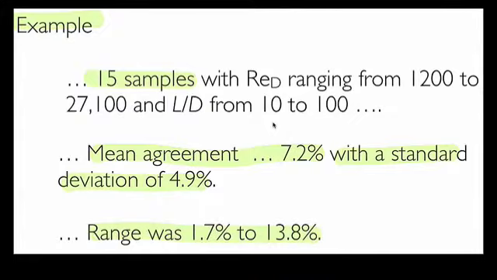I added one more tip here. Anytime you present data with a scientific method, you qualify where the data is. So you might want to say our Reynolds number range was from 1200 to 27,000, our L over D range was from 10 to 100, etc. But you don't overgeneralize the data. You just tell people exactly where your data was taken.